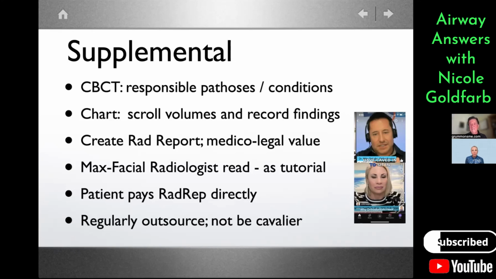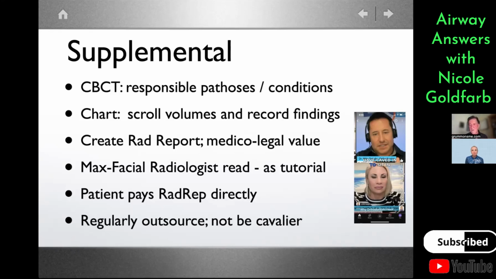And I usually do it with an assistant handy. So she's keying in as I'm seeing things. So it's efficient and fast. You want to create a RAD report. That's where you record, just like a radiologist would read imaging. You want to create your report.